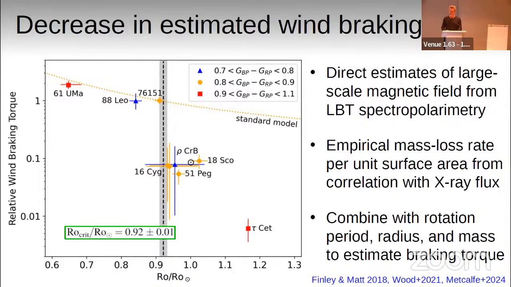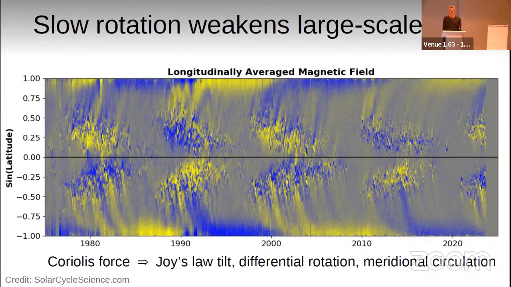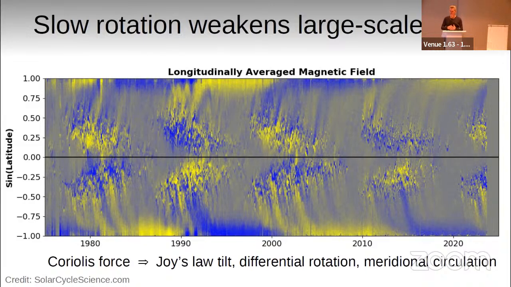So first, why should we expect slow rotation to weaken the large-scale field? Well, if we look at the sun as an example, rotation and the Coriolis force and other Reynolds stresses really drive several things that all contribute to the regeneration of the large-scale field. So the Coriolis force, as we saw in Hannah's talk yesterday, contributes to the tilt of bipolar magnetic regions as they emerge.